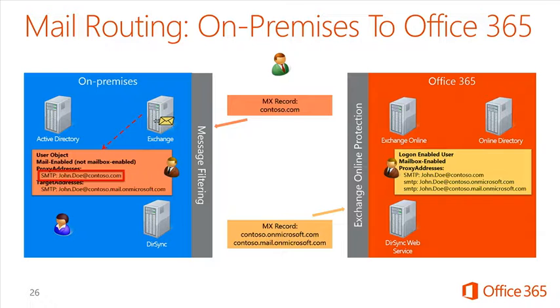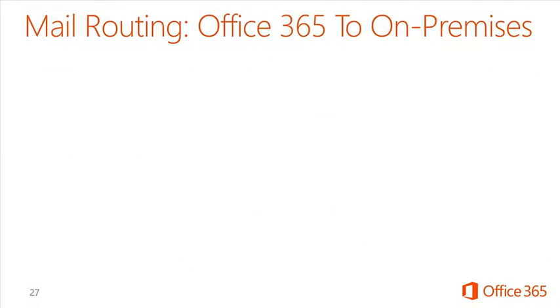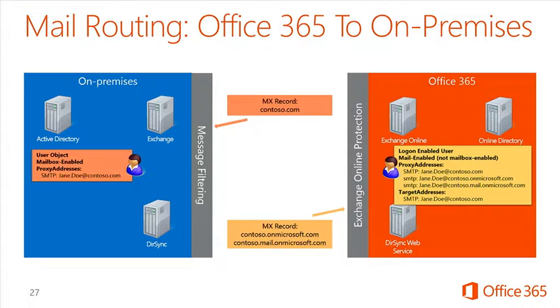It finds the proxy address, sees the target address is set, and we'll send it to Office 365. In this case, same concept, target address is set, target address is local, we'll receive the mail. For flowing the other way around, in this case, Jane Doe has been replicated to Office 365, but her mailbox has not yet been migrated. She has an SMTP primary reply address of Jane Doe at contoso.com, a target address which matches her primary, which matches the on-prem environment.